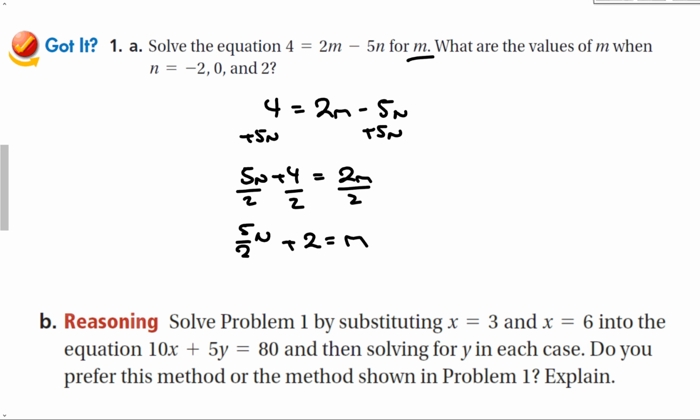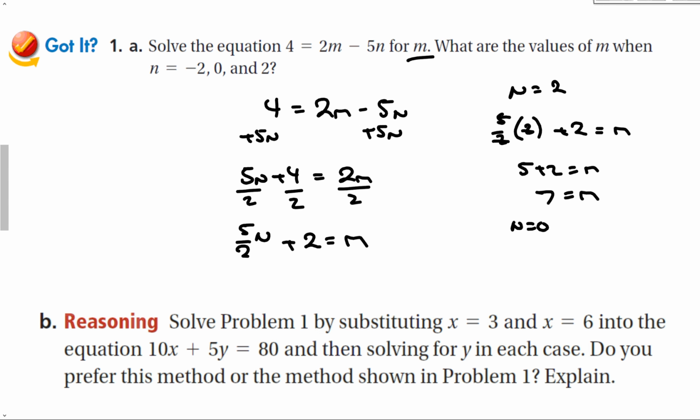So what are the values of m when n is equal to -2, 0, and 2? Well, let's do n is equal to 2. So that's 5 over 2 times 2 plus 2 is equal to m. The 2's cancel because one's on the top and one's on the bottom, and we have 5 plus 2 is equal to m. So that's 7. When n is equal to 0, that becomes way easier because that term just cancels. So then m is equal to 2.